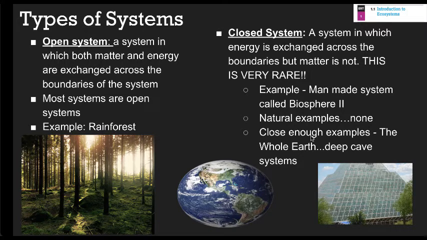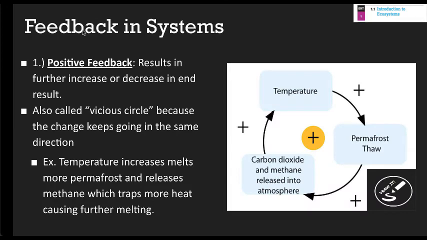Natural examples in ecosystems really aren't any. The closest example would be maybe a deep cave system, although there are details that would violate that. Same thing with the whole Earth. We could say the Earth is all a closed system, but really there's still new matter that comes in, like space debris or a meteor, or even sending astronauts out into outer space is a violation because we're made of matter and we leave the system itself.